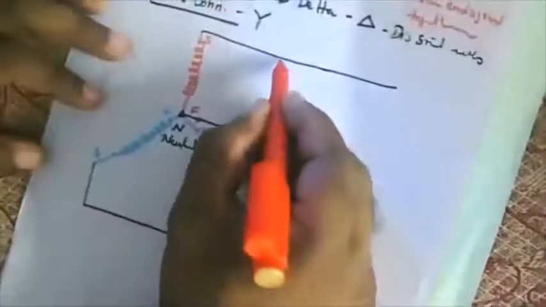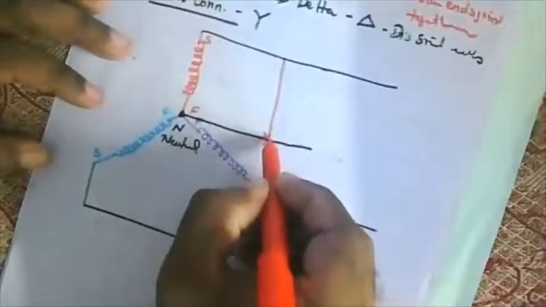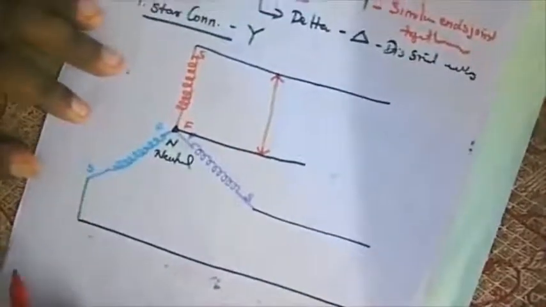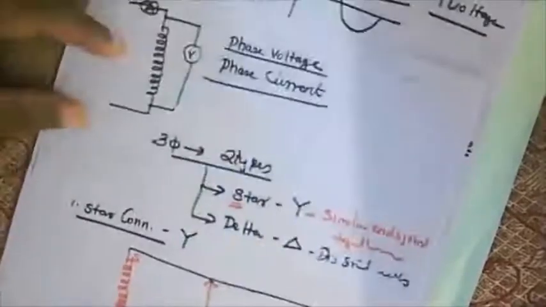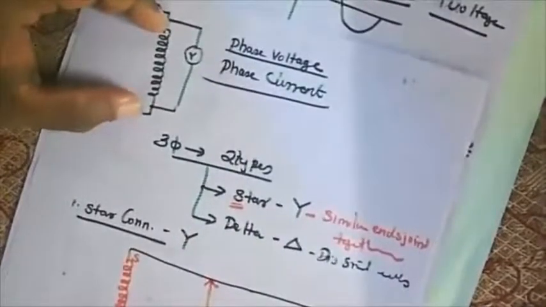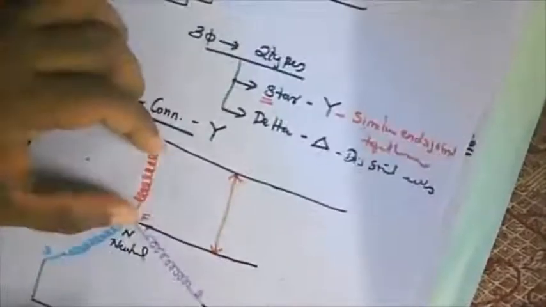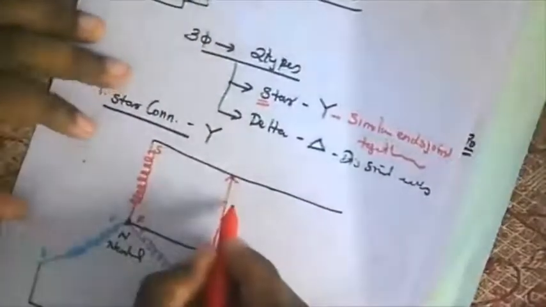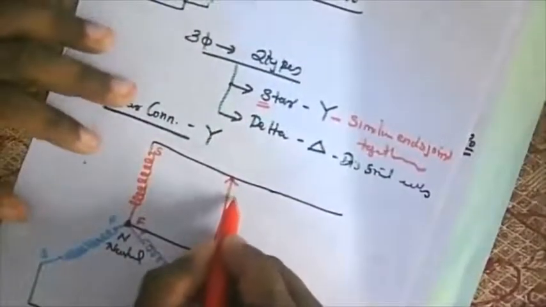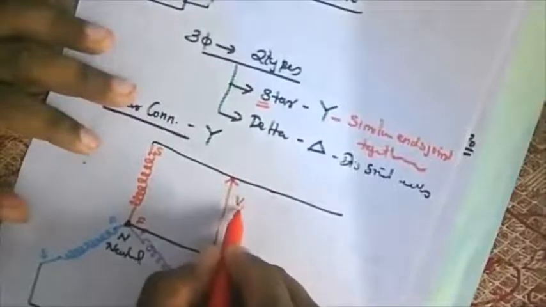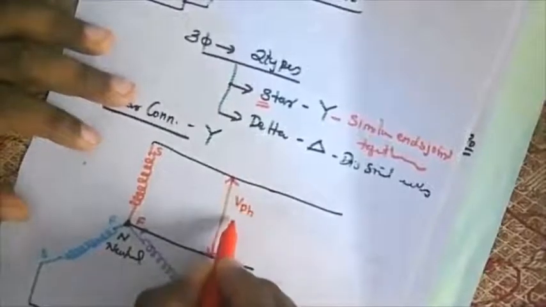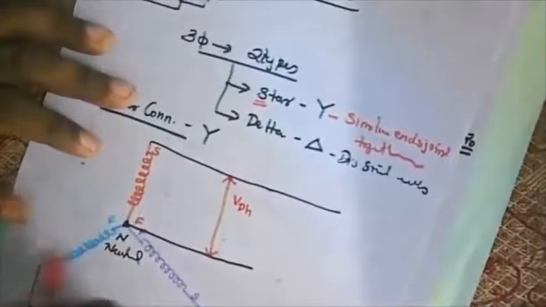Now, what will be the voltage measured here? If I connect a voltmeter across this one, what will this voltage be? If you observe, this is the same as this one. See, voltage across a single coil. This is also voltage across a single coil. So I can write it is known as phase voltage, VPH.